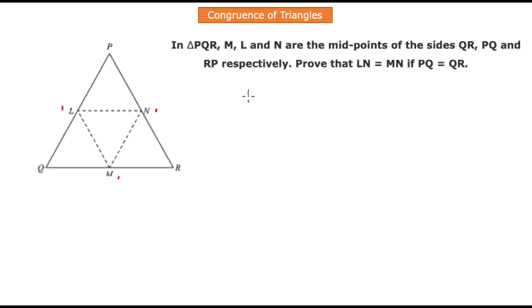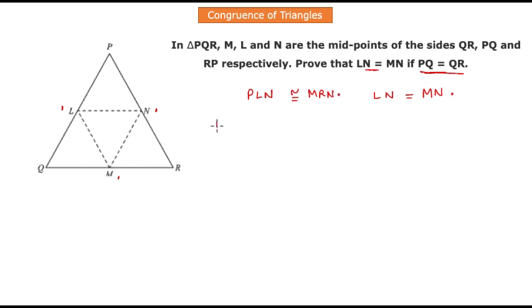Now we need to prove two different things here. We need to prove that triangle PLN is congruent to the triangle MRN, and the second is to prove that the line segment LN is equal to the line segment MN. Okay. So let us first state what is given to us: PQ is equal to QR, and we have to prove this.